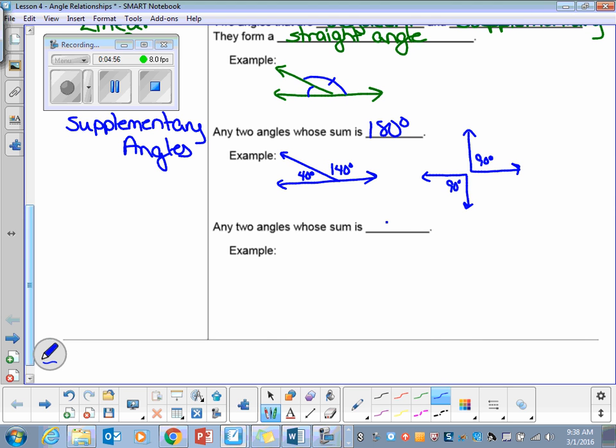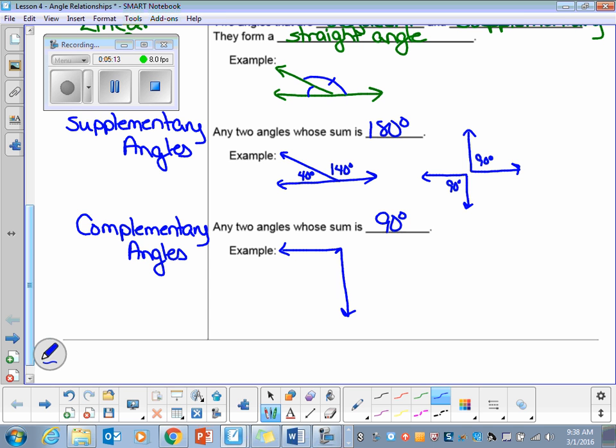Any two angles whose sum is 90 degrees are called complementary angles. Sometimes they're adjacent, 30°, 60°. Sometimes they're not adjacent, 40°, 50°. Now, sometimes people have a hard time remembering which one is complementary and which one is supplementary.